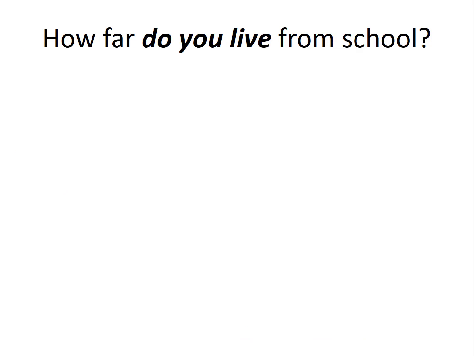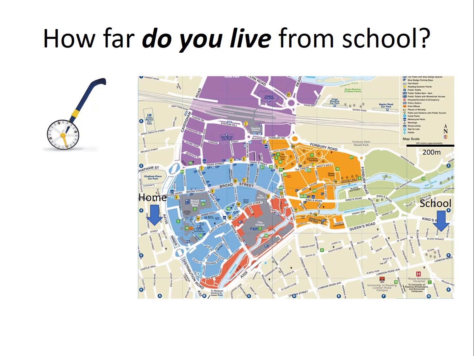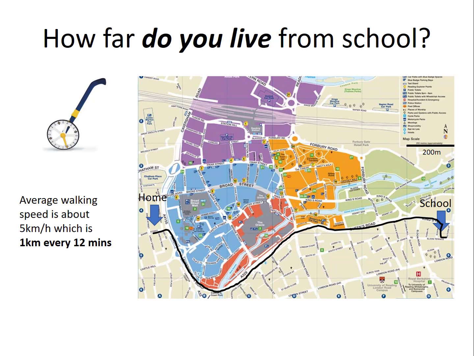What about the second question? How far do you live from school? There are a number of ways you could get this pretty accurately. You could borrow a trundle wheel and pace it out. You could look at the distance on a map, draw a line on the map. What does that look like? 200, 400, 600, 800, just over a kilometre, maybe 1.2 kilometres? Or you could use a related fact. For instance, average walking speed's about 5 kilometres an hour, which means you'll probably do a kilometre every 12 minutes, maybe 10 if you're walking quickly.